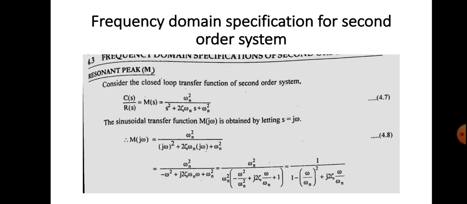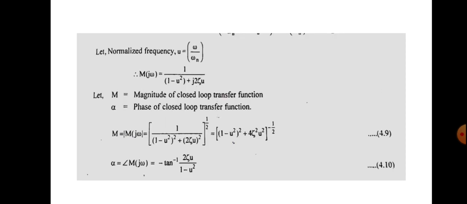So we have found out the first time domain specification. So that's all about this topic. Thank you.